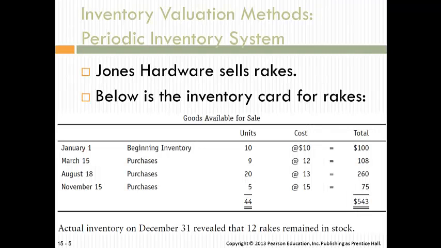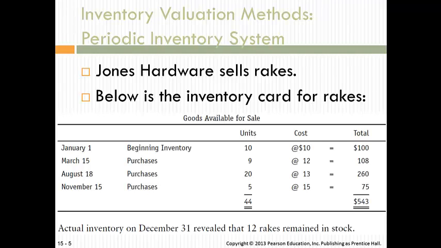So let's look at the textbook example, which begins on page 561. Jones Hardware sells rakes. Jones Hardware has the following goods available for sale. January 1st, beginning inventory, 10 units at $10 each for a total of $100. March 15th, we made purchases of 9 units at $12 each for $108.